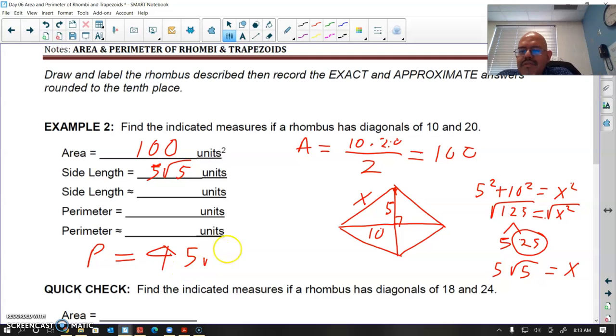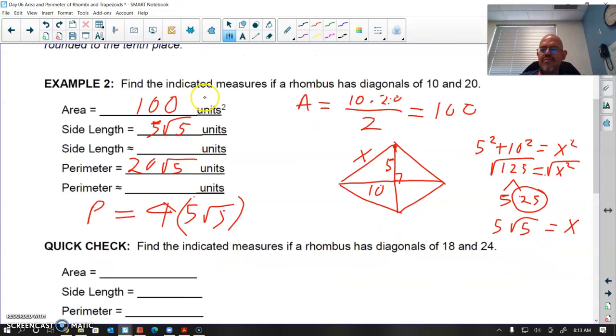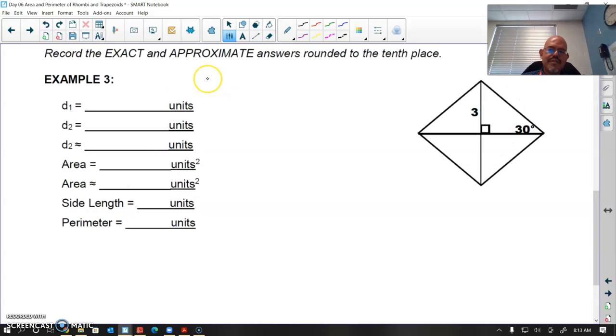4 times 5 square root 5. I already know what the answer is, I just need to write it out. So it's 20 square root 5. And that's it. I'm not going to do the approximates.